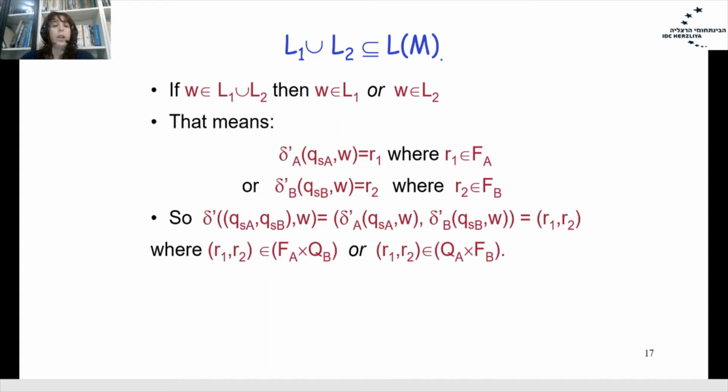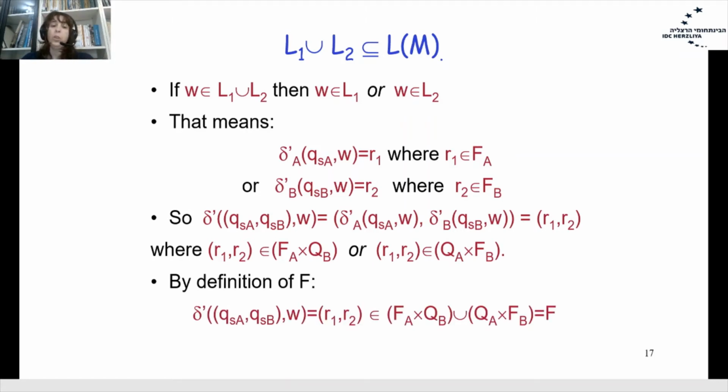So delta cap of QSA, QSB on W. Now I'm talking about automaton M that we built, where we have a tuple of the states QSA, QSB on W. So according to the definition of the delta function, we are talking about delta cap A of QSA, W and delta cap B of QSB, W. So we in parallel move on the word W in automaton A and in automaton B, and we finish reading at the states R1, R2, where we know that either R1 is an accepting state, FA Cartesian product QB, or R2 is an accepting state, QA Cartesian product FB.